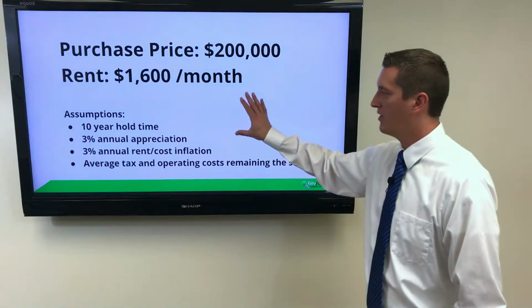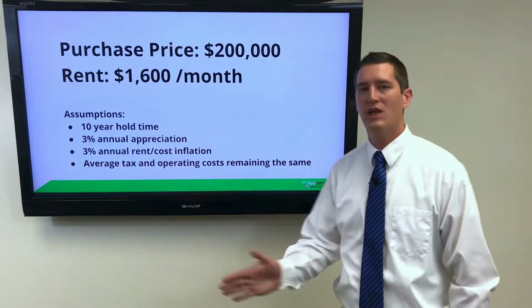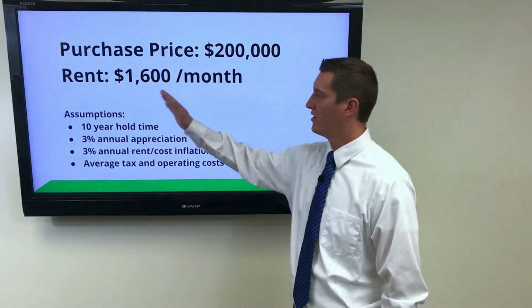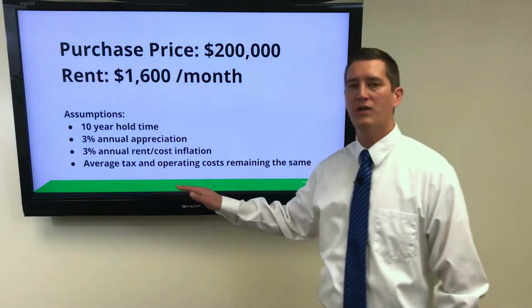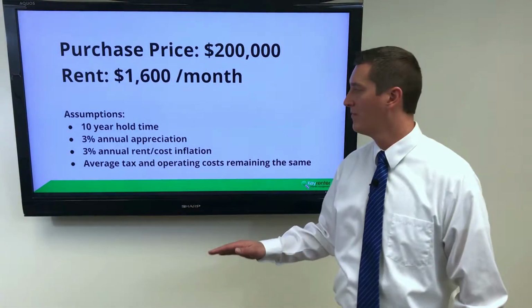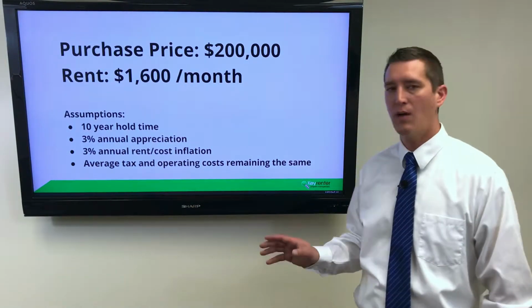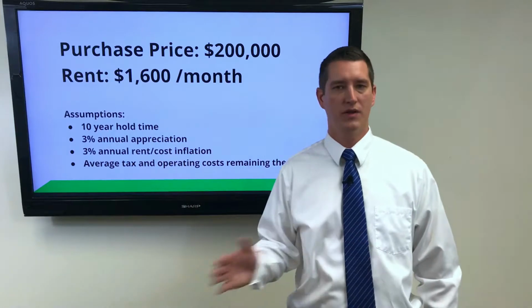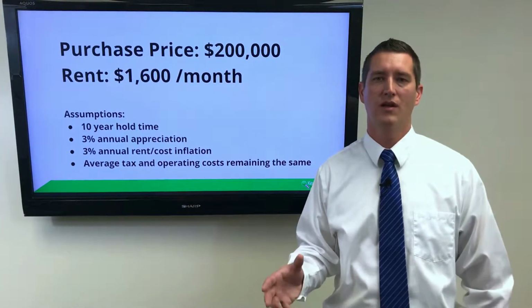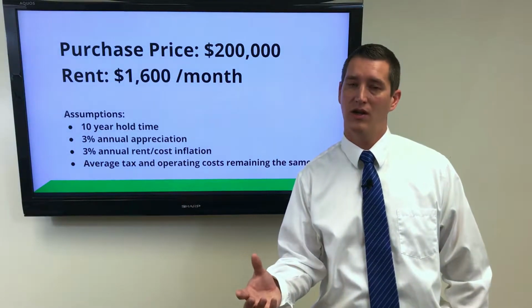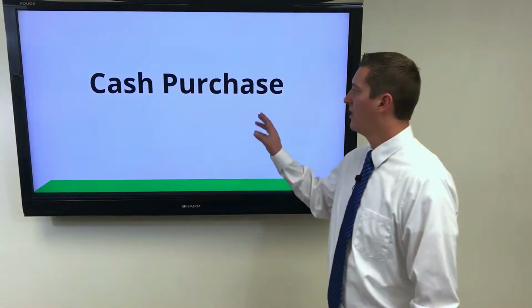Here's some of the foundation of the case studies. We've got a purchase price of $200,000. That's remaining the same for all the properties, as well as rent of $1,600 per month. A few assumptions here: 10-year hold time, 3% appreciation, 3% annual rent cost inflation, and average tax and operating costs remaining the same for all the different ratios. Now that would include management fees, taxes, insurance, vacancy costs that's budgeted in there, as well as maintenance costs that's budgeted in.